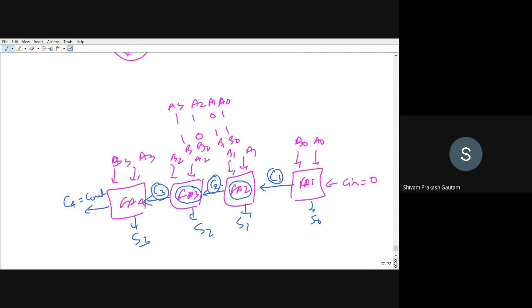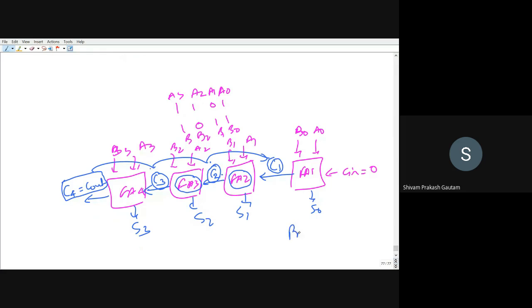Right? Now, in order to produce this carry out, you can see that carry out is dependent on C3, C3 is again dependent on C2, and C2 is again dependent on C1. Right? So how many processing stages are there? 1, 2, 3. 3 processing stages are there. So it will have some propagation delay.